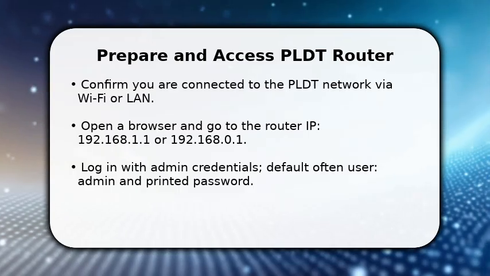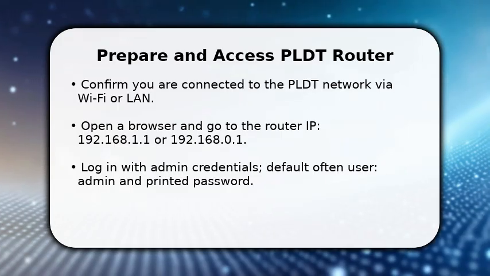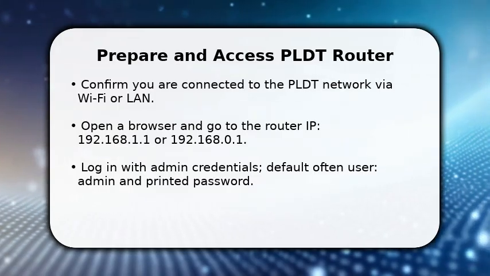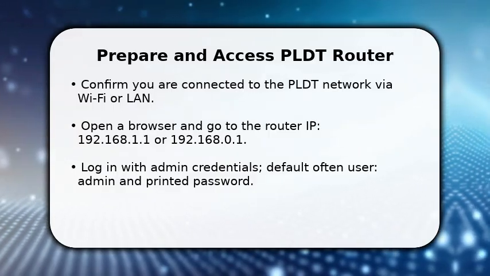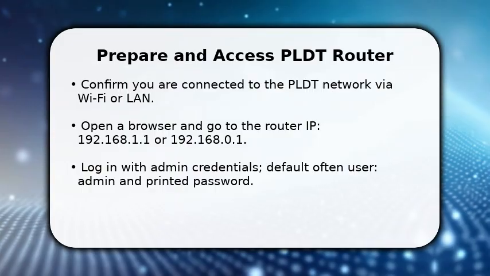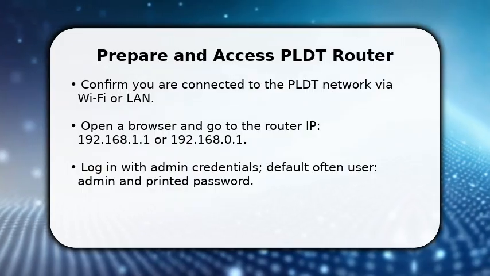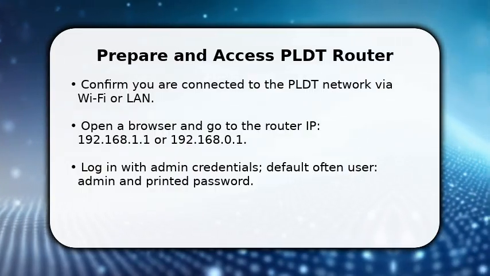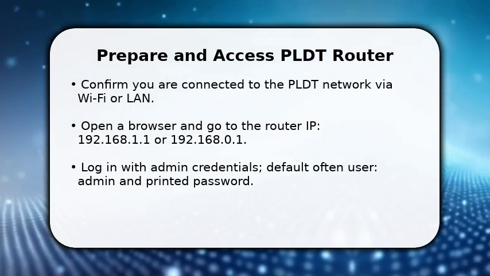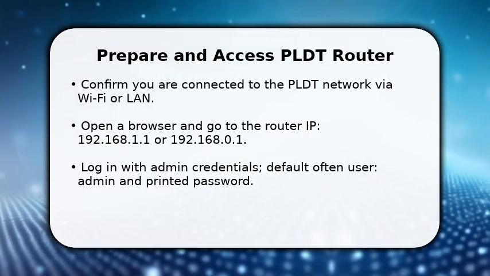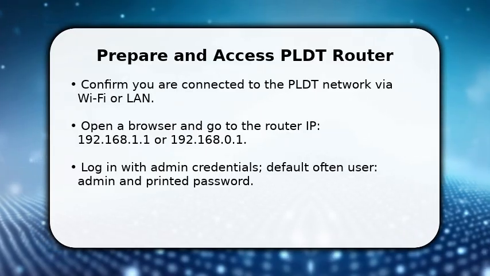You start by confirming you're on the PLDT network and can reach the router web page. Once connected, open a browser and enter 192.168.1.1 or 192.168.0.1. These are common. Log in with the admin username and password. Use the sticker on the router if you don't know them. Make sure to change an unknown default password later.